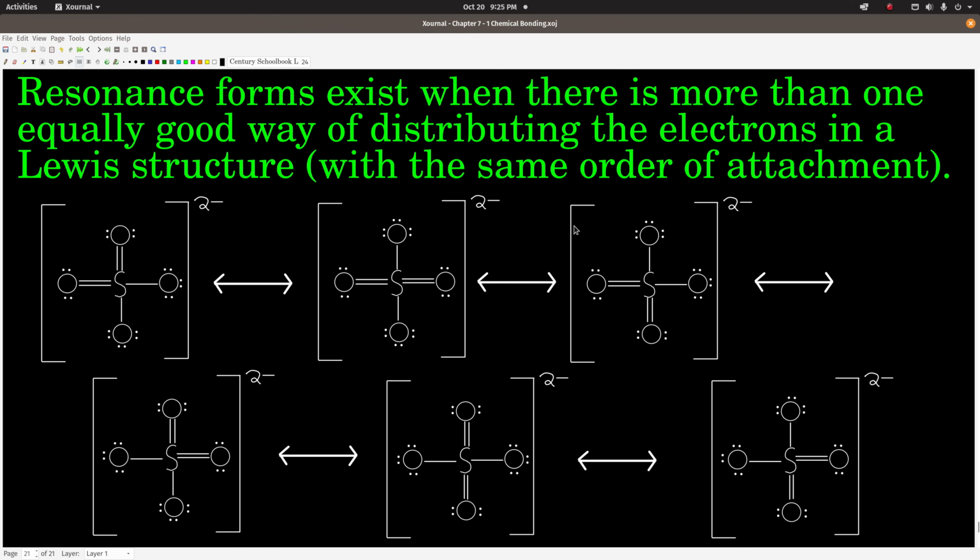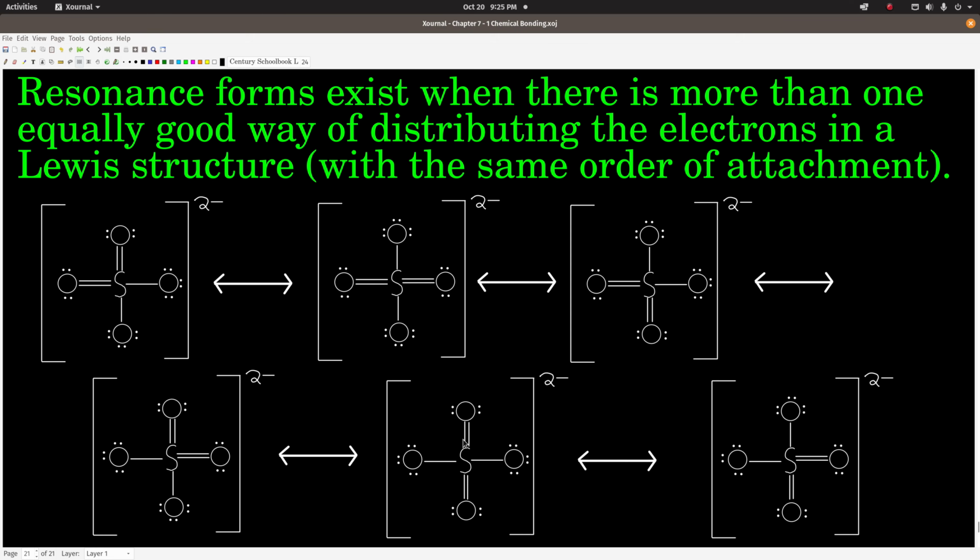And resonance forms exist when there's more than one equally good way of distributing the electrons in a Lewis structure without changing how the atoms are attached. So resonance forms differ only in the way the electrons are distributed. Now it ends up with sulfate, we have 6 resonance forms. Right? We could have picked these two oxygens, these two, these two, these two, these two, or these two.